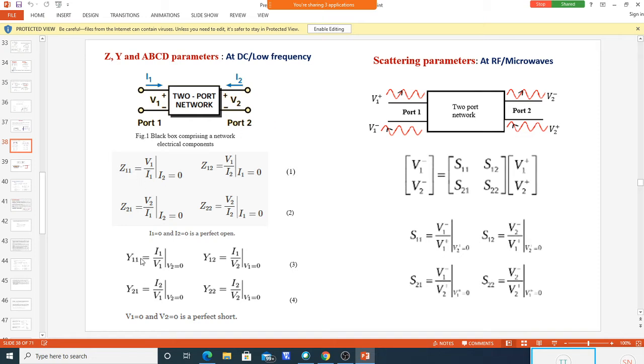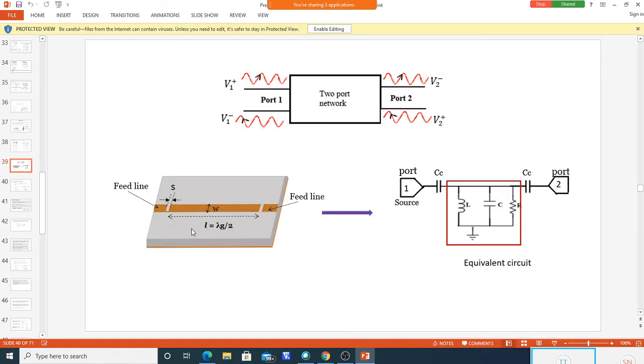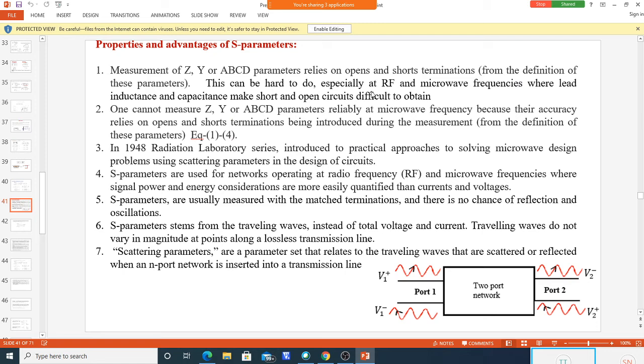Similarly for Y11, and ABCD parameters also need this while measuring. What we have to do is put a short or an open circuit at the other port. That is needed while measuring these parameters. That is the main problem at RF and microwave frequencies. This can be hard to do, especially at RF and microwave frequencies where lead inductance and capacitance make short and open circuits difficult to obtain.